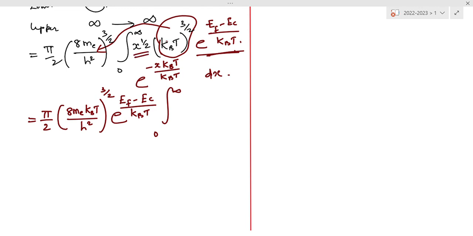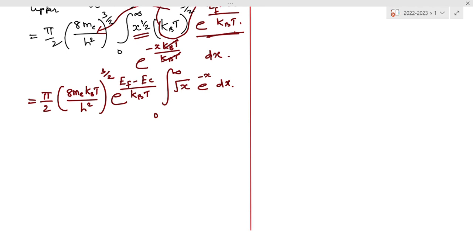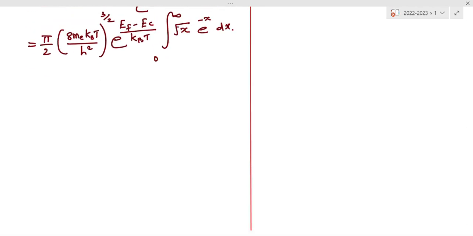This x power half can be written as root x. Then here kBT gets cancelled off. We get e power minus x dx. Here the value of the integral 0 to infinity root x e power minus x dx is taken as the value pi power half by 2, or root pi by 2.